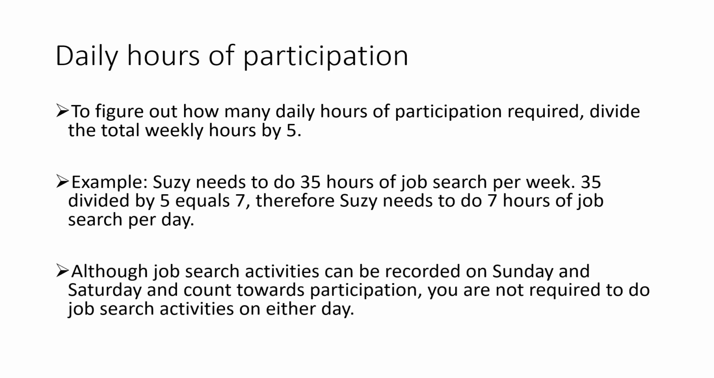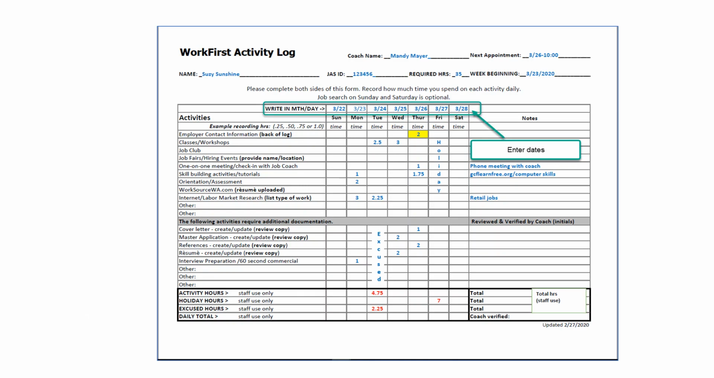Although job search activities can be recorded on Sunday and Saturday and count towards participation, you are not required to do job search activities on either day. Enter the dates above the day of the week. In this example, we see Sunday started with 3/22 and Saturday ended the week with 3/28.